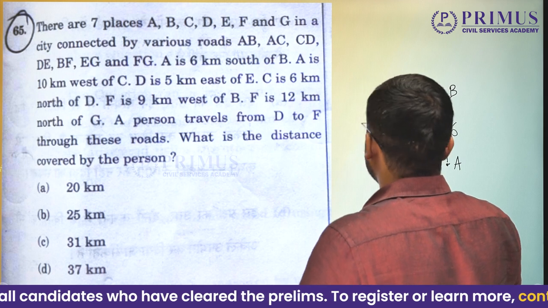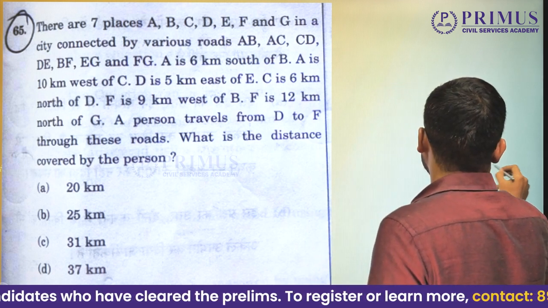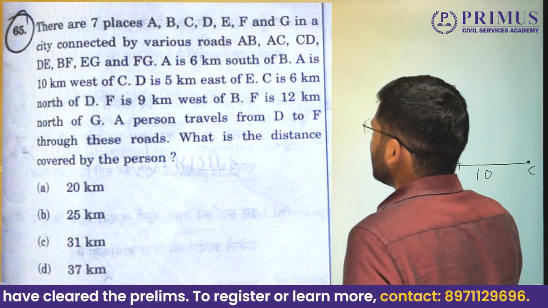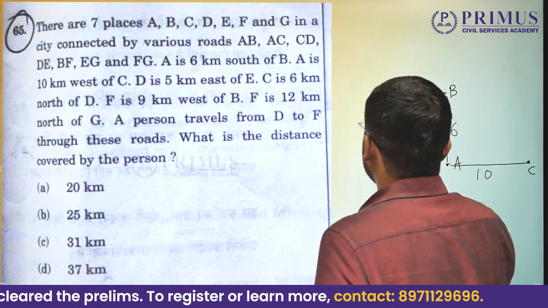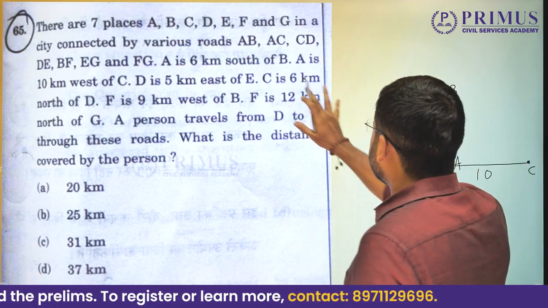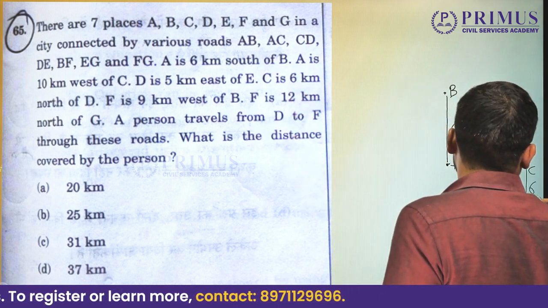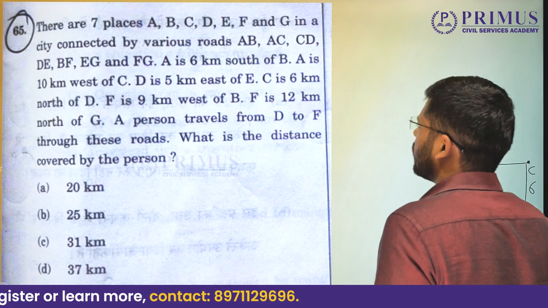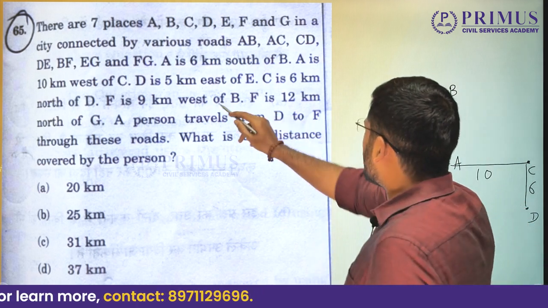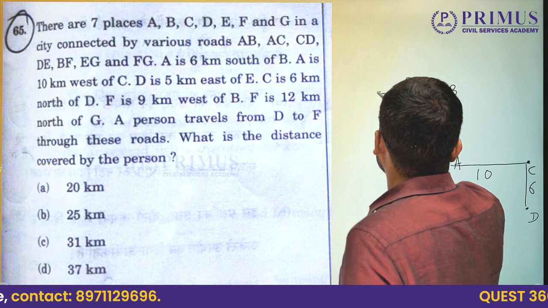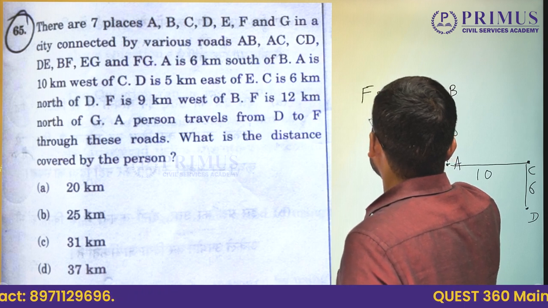A is 10 km to the west of C. So A is 10 km to the west of C. D is 5 km to the east of B, but we do not know where D and E are. C is 6 km to the north of D. So C is 6 km to the north of D. F is 9 km to the west of B. F is 9 km to the west of B.